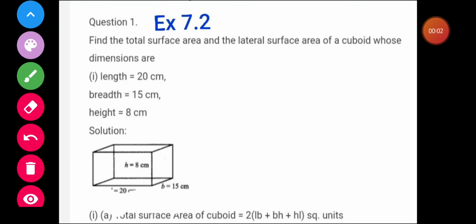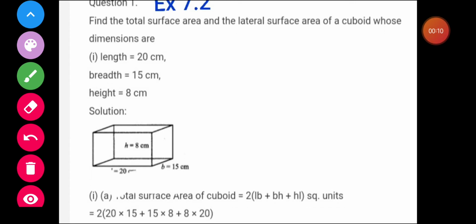Children, now we are going to see exercise 7.2. First question: find the total surface area and the lateral surface area of a cuboid whose dimensions are length equal to 20 cm, breadth equal to 15 cm, height equal to 8 cm.